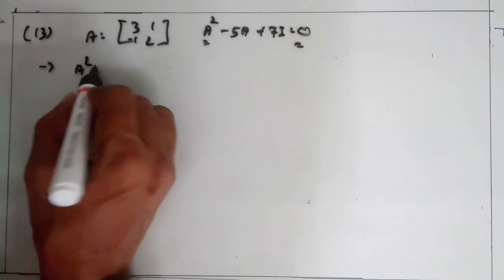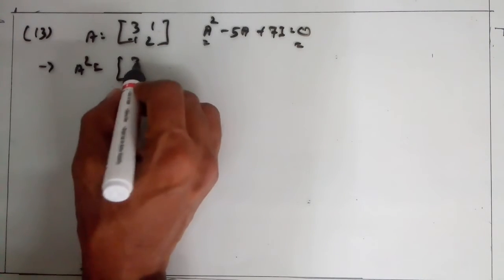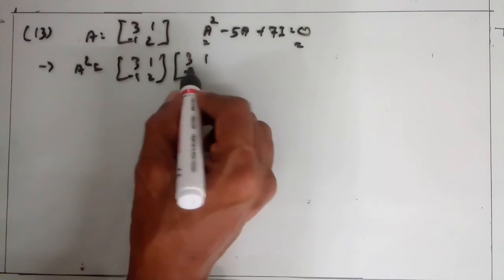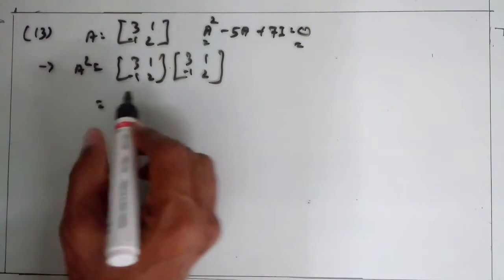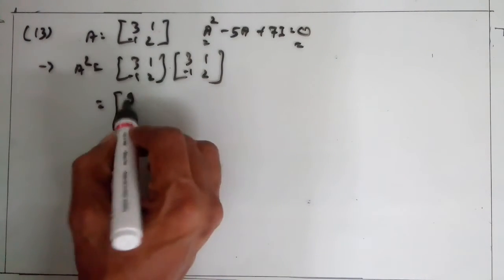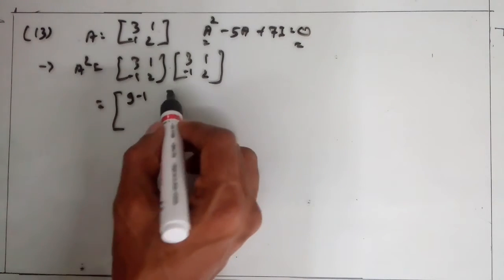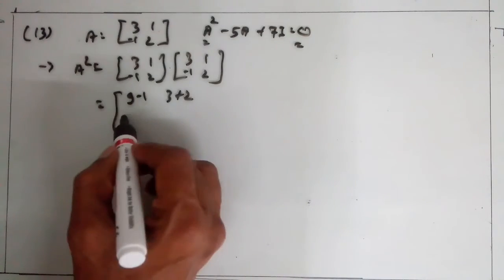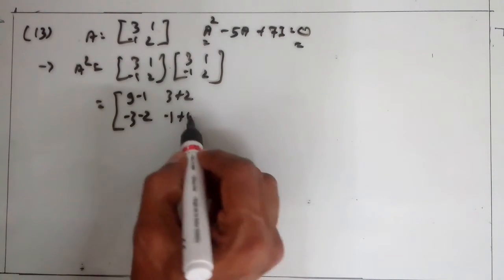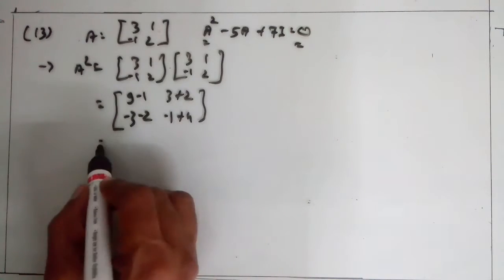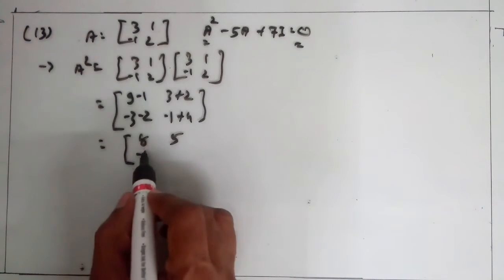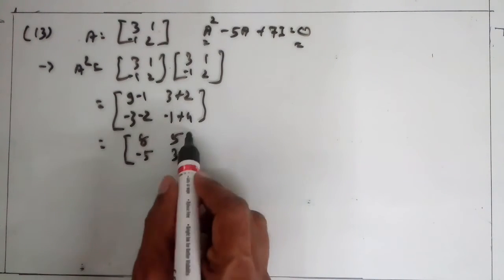Here A square is equal to A into A, that is 3, 1, minus 1, 2 into 3, 1, minus 1, 2. Clear? So it is equal to, now get the matrix multiplication of these two. 3 into 3, 9, minus 1, here 3 plus 2, here minus 3 minus 2, here minus 1 and 4, plus 2. So it is equal to 8, 5, minus 5 and 3.